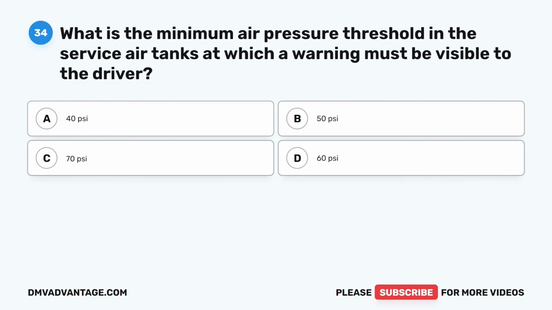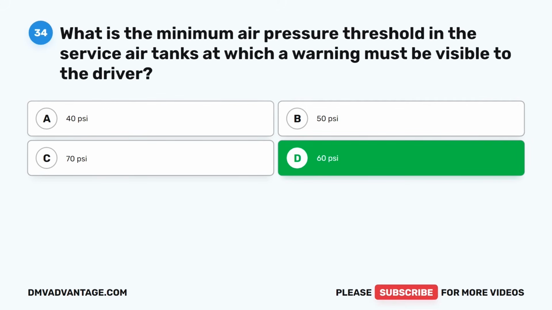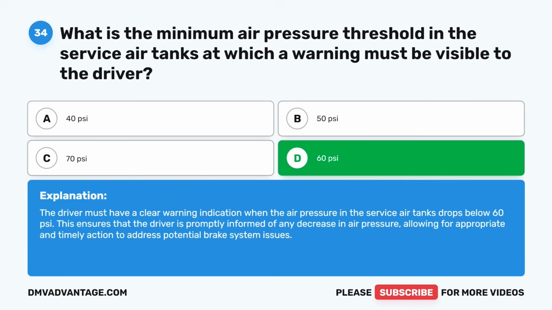Question 34. What is the minimum air pressure threshold in the service air tanks at which a warning must be visible to the driver? A. 40 psi. B. 50 psi. C. 70 psi. D. 60 psi. The correct answer is D. 60 psi. The driver must have a clear warning indication when the air pressure in the service air tanks drops below 60 psi. This ensures that the driver is promptly informed of any decrease in air pressure, allowing for appropriate and timely action to address potential brake system issues.